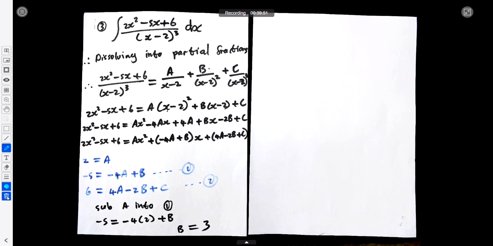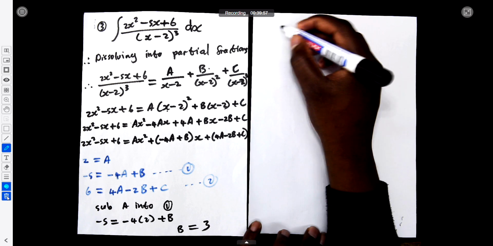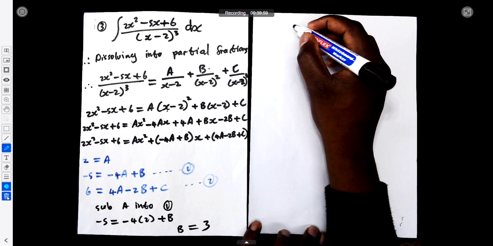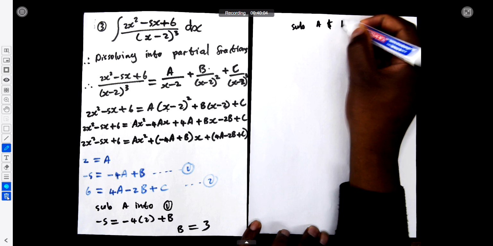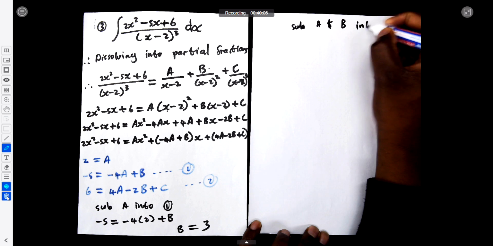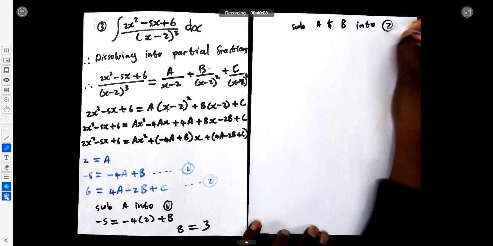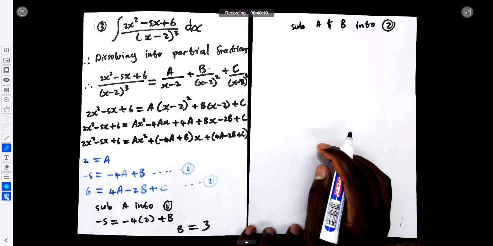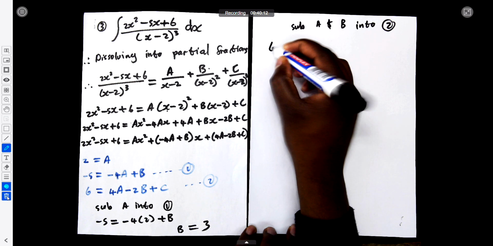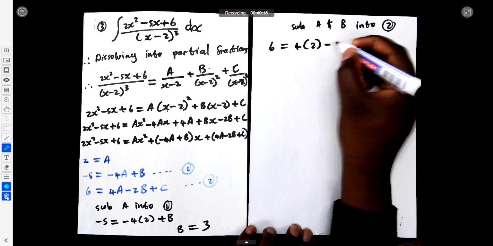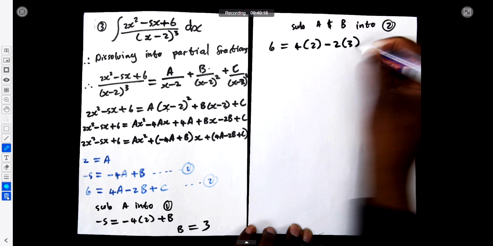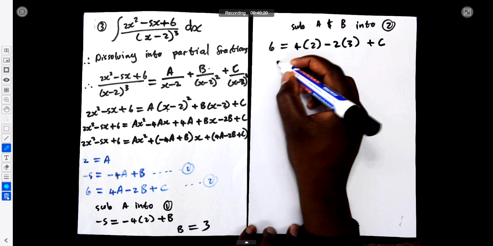Okay. From there, we have to calculate the value of C. To find C, we are going to utilize equation 2, so we need to substitute A and B into equation 2. So in equation 2, 6 is equal to 4, then A is 2, minus B, B is 3, therefore plus the constant C.